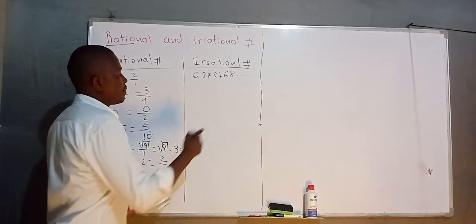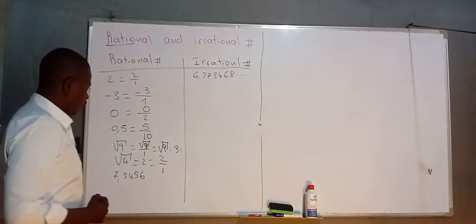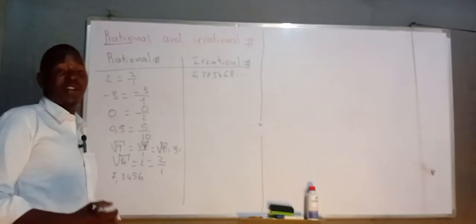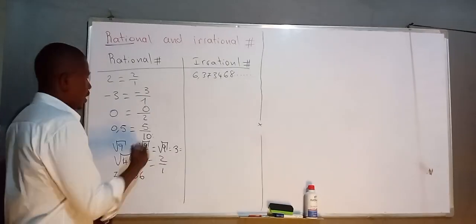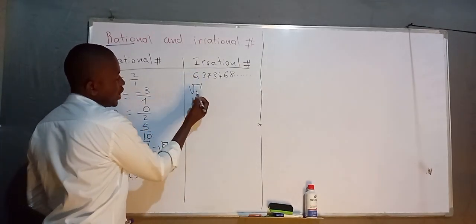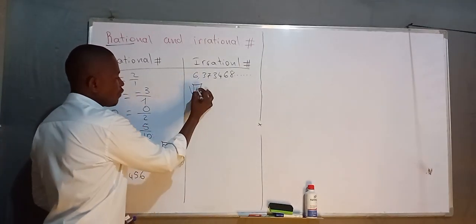And again, all square roots that are not perfect squares are irrational. For example, we have the square root of 2.